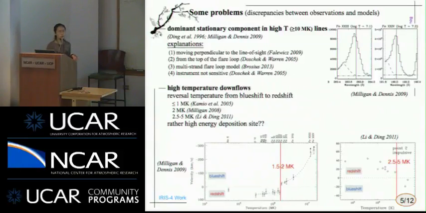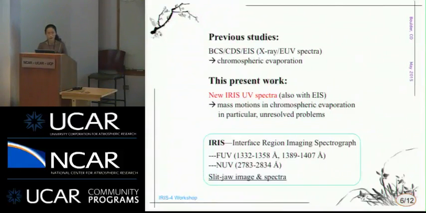The second problem is high temperature downflows. In the explosive evaporation, there is a reversal from upflows to downflows, and the models predict that the reversal temperature should be less than 1 MK, which has been supported by some observations. However, people also see some higher reversal temperatures, like 2 MK or even higher, which might suggest a rather high energy deposition site. So those are the main problems in chromospheric evaporation.